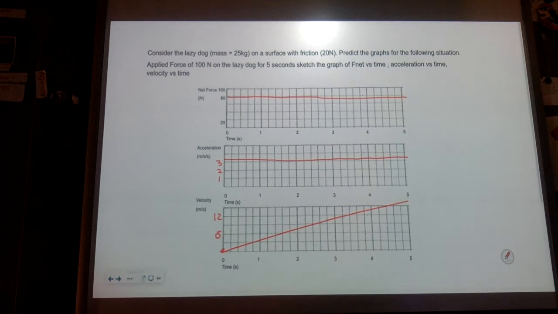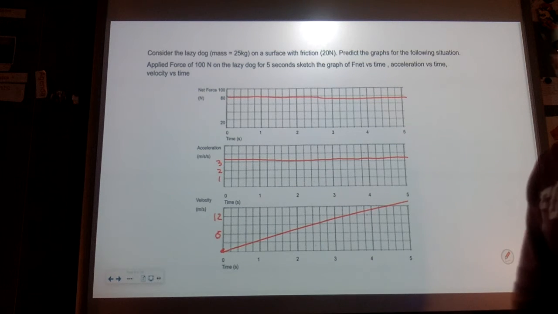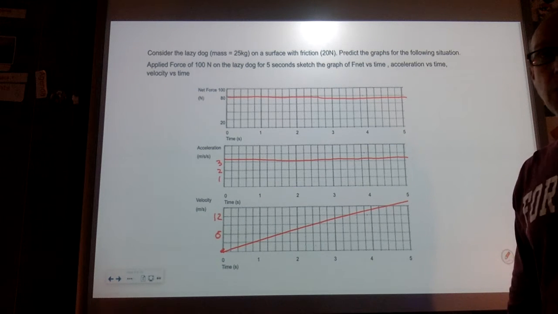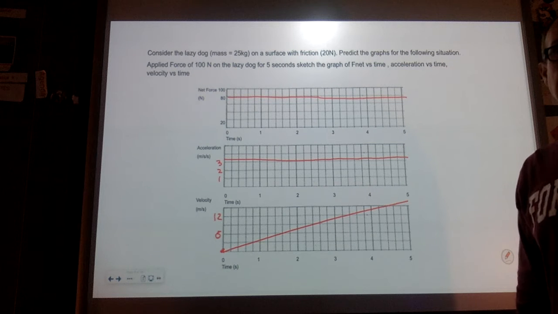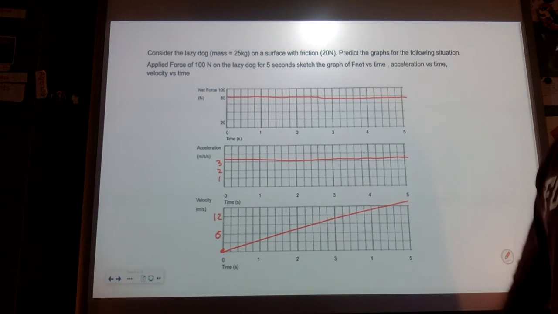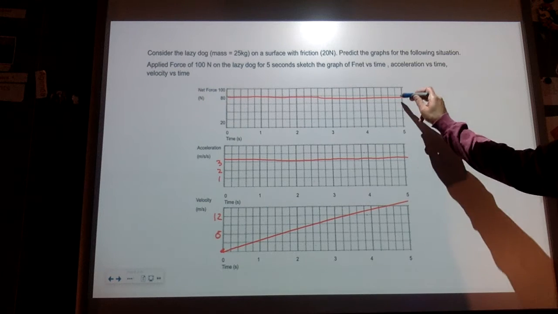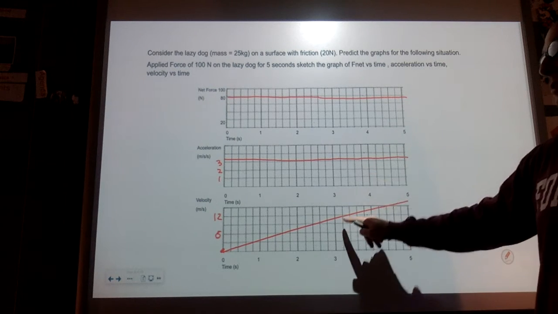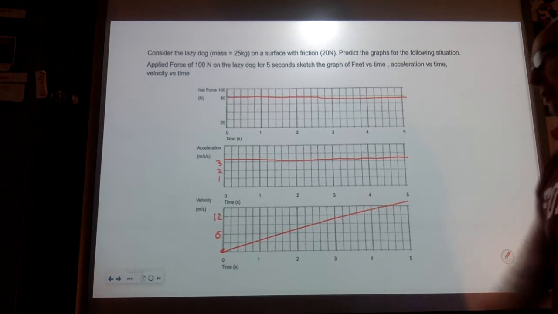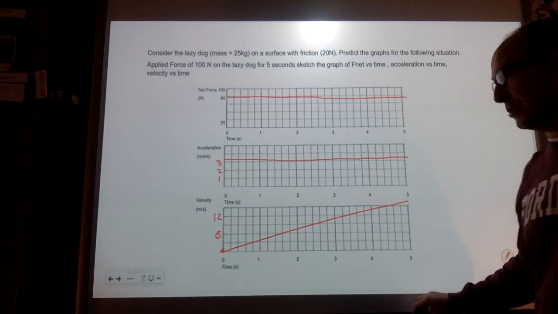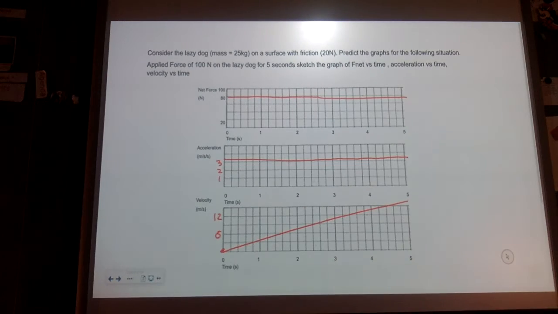So again, I have a net force. It's going to be less than all of 100 because friction is going to work against me. So my acceleration needs to be a straight line. These two have to agree. And this one tells me how the velocity is going to change. So if I'm starting from rest, I'm going to go up in a straight line. Let's look at the simulation.